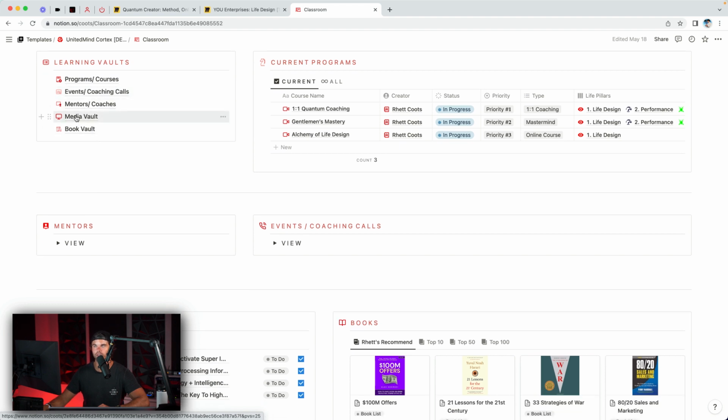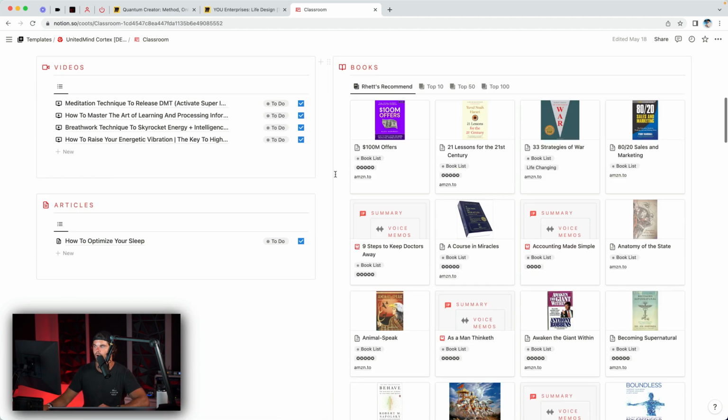A media vault to organize all the videos and articles that you're actually consuming, so you don't just consume them and let them go. You consume them, you reflect on them, you process them, and you turn them into your unique creations and outputs on the other end that actually are going to then provide value in your own unique way with your own unique voice. A book vault for managing all the books and taking notes on those things.